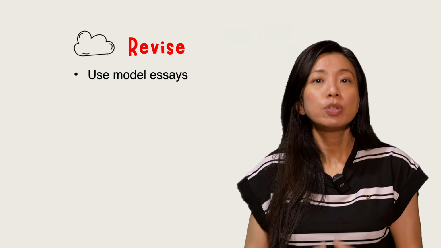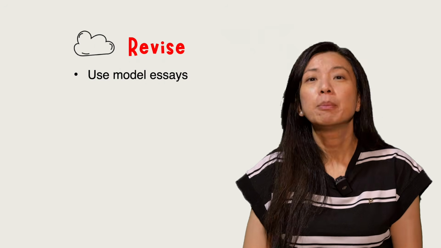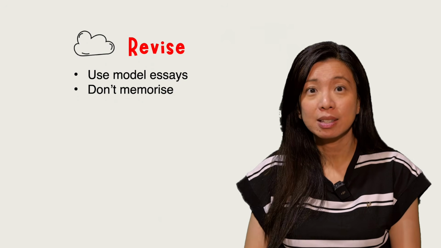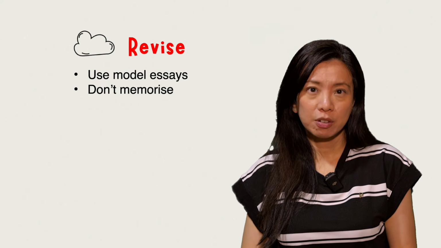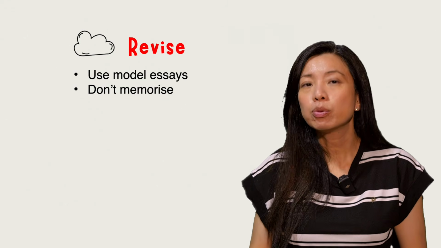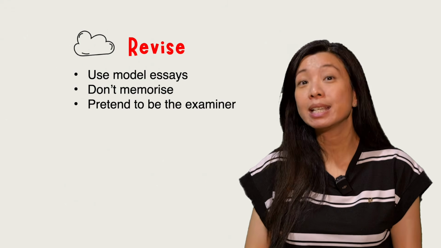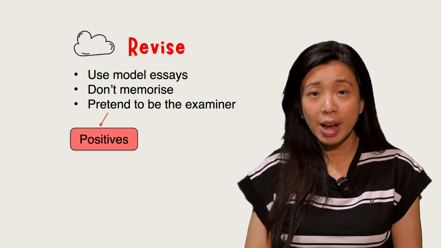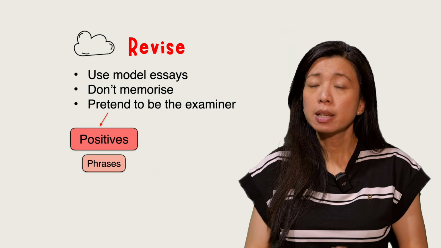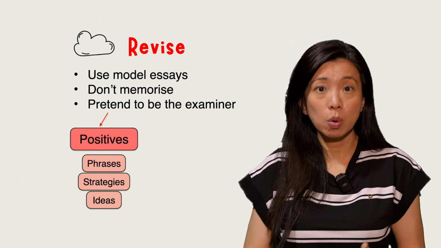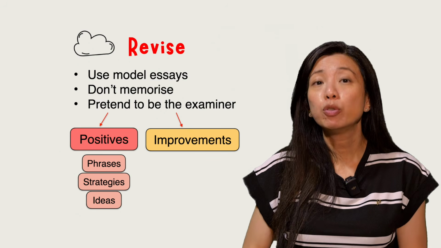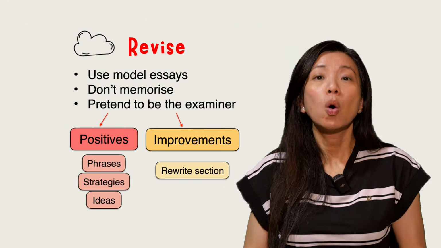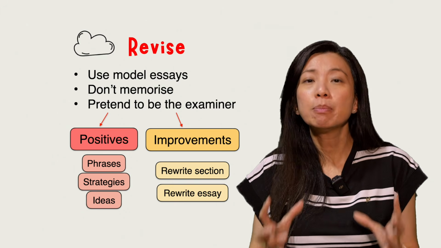The next thing you can use for your revision are model essays. But don't memorize entire paragraphs or essays because every question is different. Instead, as you are looking through the model essays, you can pretend to be the examiner. Look out for positive things in the essay that you can apply to your own writing. This can include good phrases, strategies, ideas, and so on. You can also think about what can be improved in the model essay as well. Then you can try rewriting the sections to be improved on, or try reconstructing the entire model essay in your own way.